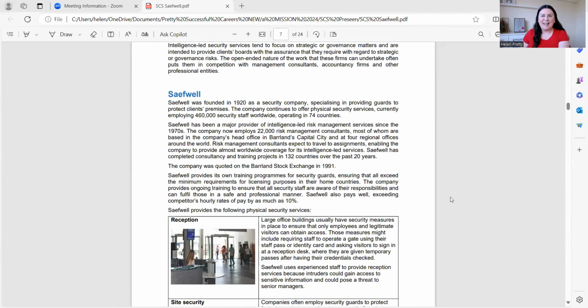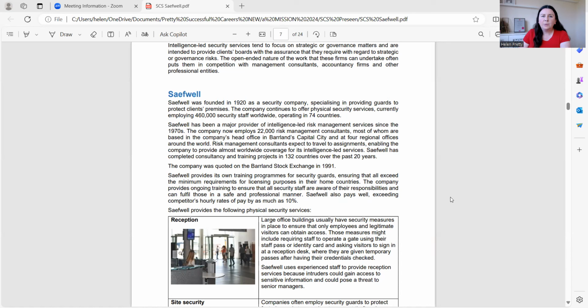Right, let's learn about Saefwell. Are you ready? Page 7. Saefwell was founded in 1920 as a security company, specialising in providing guards to protect clients' premises. The company continues to offer physical security services, currently employing 460,000 security staff worldwide, operating in 74 countries. Saefwell has been a major provider of intelligence-led risk management services since the 1970s.